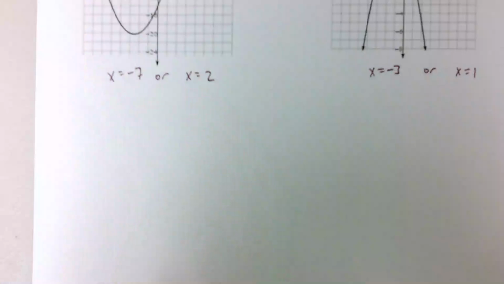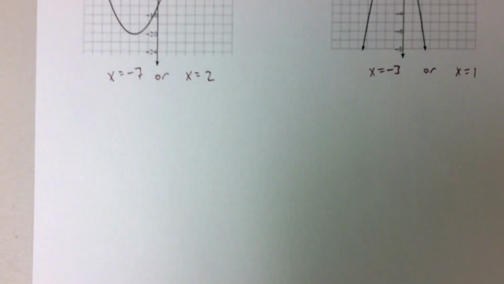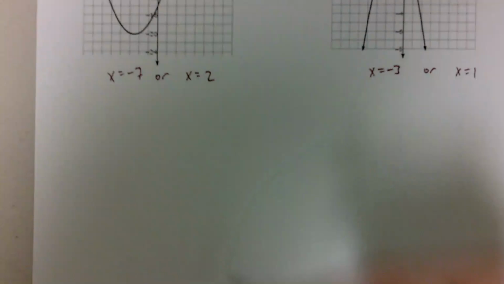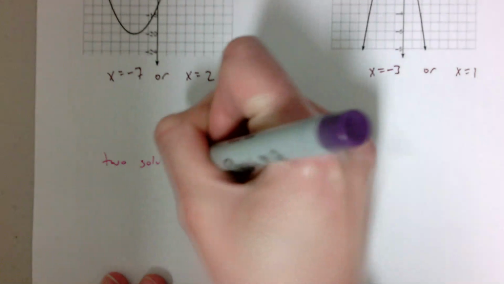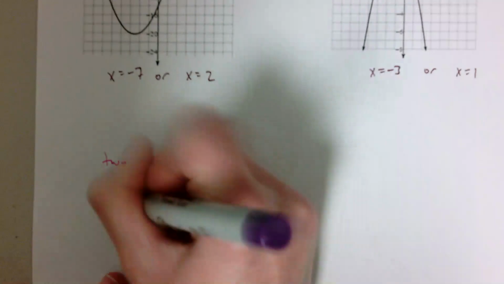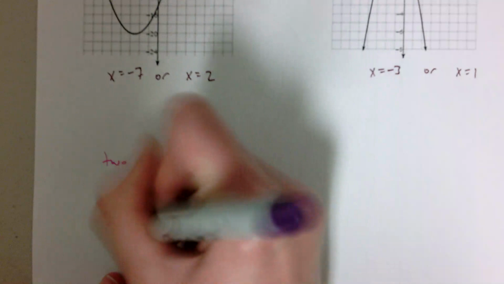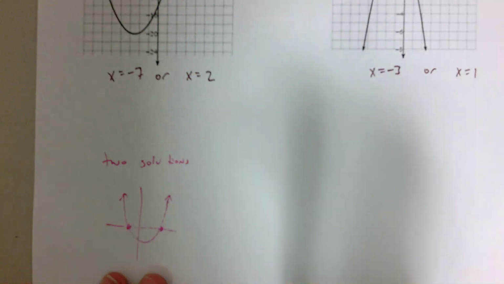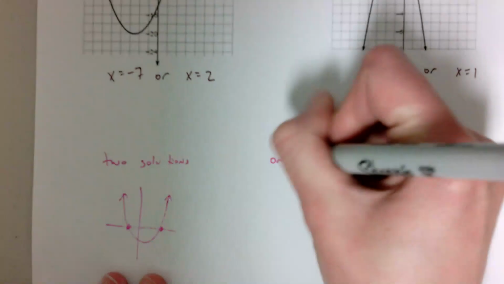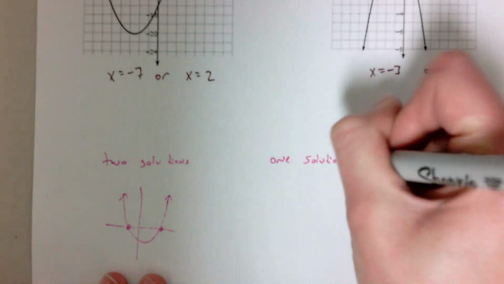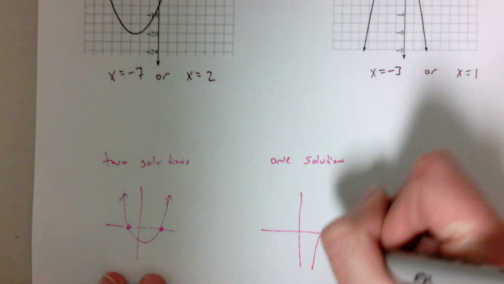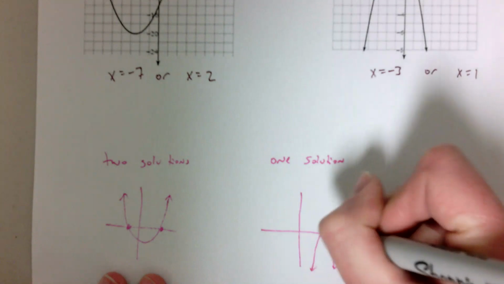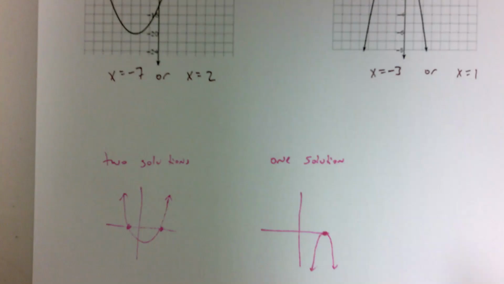Okay, quick side note. When you are finding solutions from a graph, there are three possible things that can happen. You can have two solutions, like what we just had. When your graph crosses the x-axis twice, that's an example where you have two solutions. Sometimes you can have one solution. One solution would be if your parabola comes and bounces off the x-axis and just hits in one point like that.